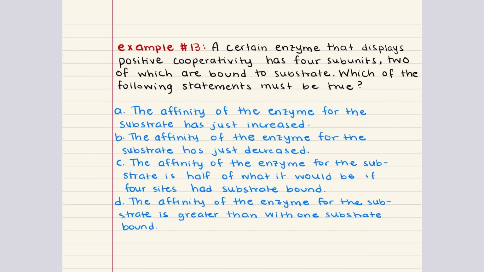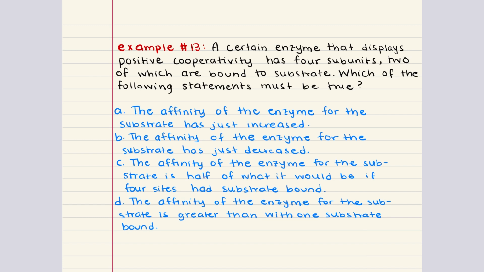Since the problem tells us that the enzyme displays positive cooperativity, that means that when one substrate binds, it makes it easier for the next one to bind. Since the enzyme has 4 subunits and 2 are already occupied, we're somewhere in the middle of this cooperative process. That means that the enzyme's affinity for the next substrate is now higher than it was after the first substrate bound. So if we're looking at our options, we're not just thinking about whether affinity increased in general. We're specifically being asked about what must be true now that 2 subunits are bound.